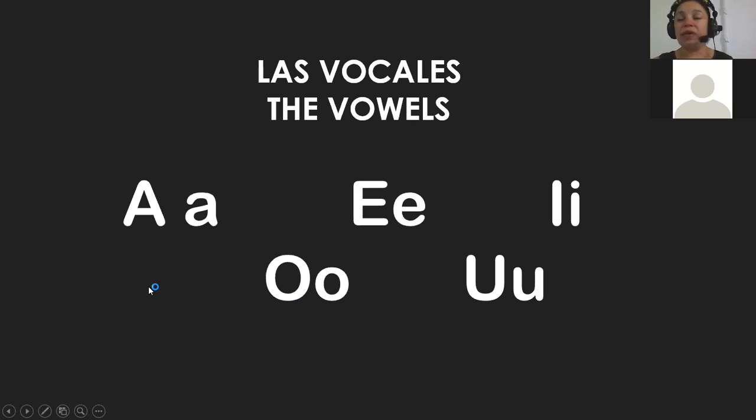So we have 5 vowels in Spanish. 5 vocales. A, E, I, O, U. Las vocales.